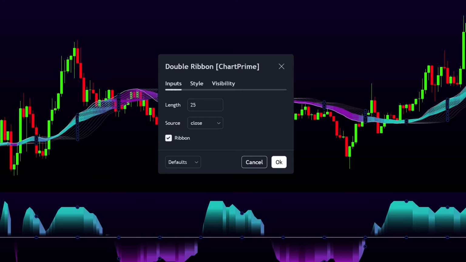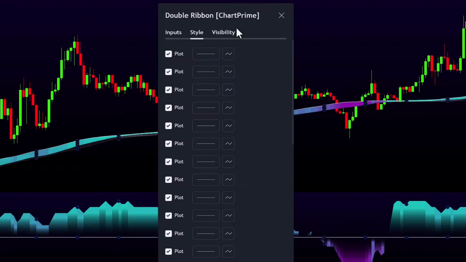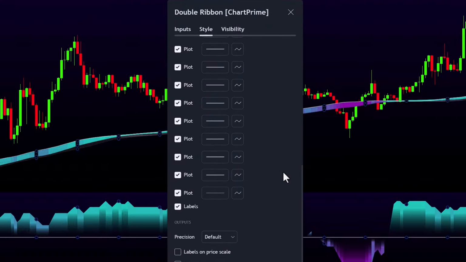Head over to the settings for this indicator, and in the input section, find the length option. Change this value to 200, which will make the indicator consider a longer period of price data, giving us a more comprehensive view of the market's overall trend. You can leave the source parameter at its default setting, which is close, meaning the indicator will analyze the closing price of each candlestick. No need to touch anything in the Style tab. The default visuals work just fine.